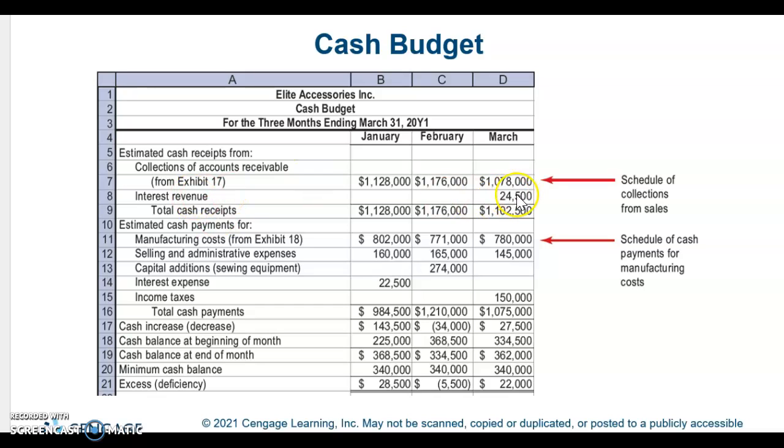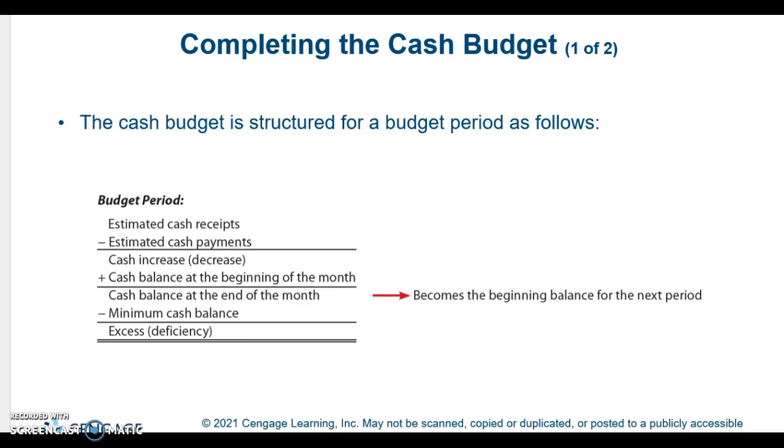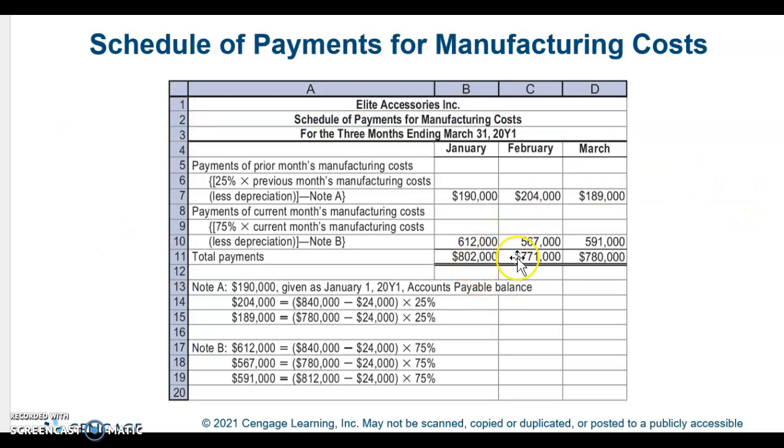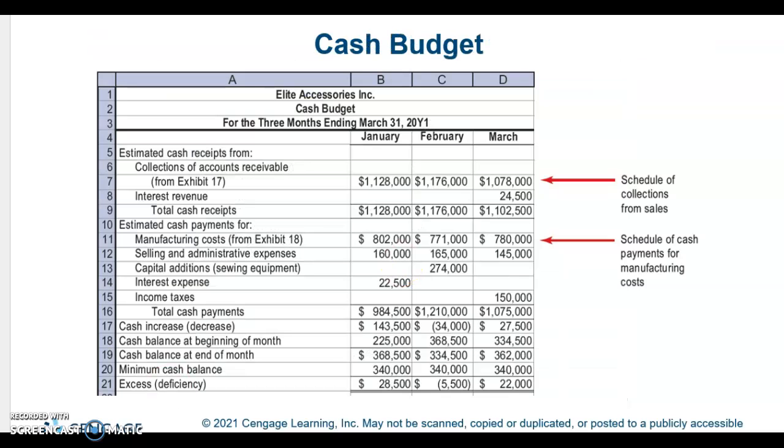And then we have our interest revenue, which they gave to us. And then our estimated cash payments for manufacturing costs, which came from the schedule of cash payments for manufacturing costs, which is this right here, 802. Then the selling and administrative expenses, the capital additions of the sewing equipment that was provided to us in the information, and your interest expense, your income taxes.